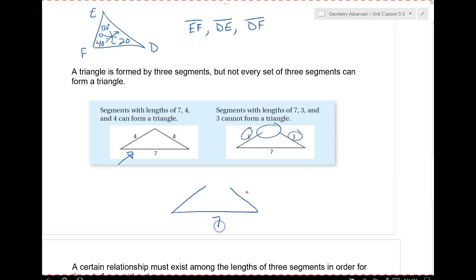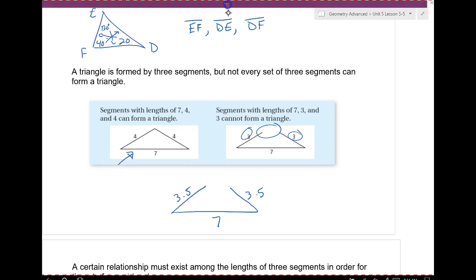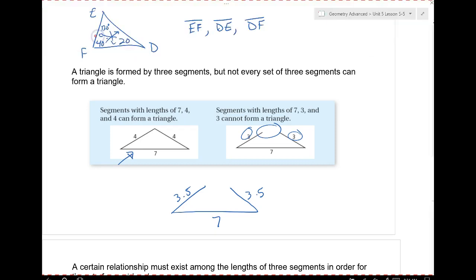What if this was 7 and this is 3.5 and this was 3.5? Would that make a triangle? All right, imagine it's on hinges. See if I can do this. Here's a hinge here, here's a hinge here. I'm moving them on the hinge, putting them together, moving them down. What's going to happen if it's at 3.5 and 3.5?